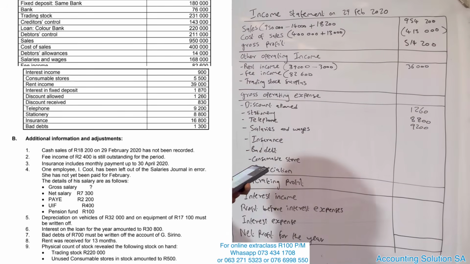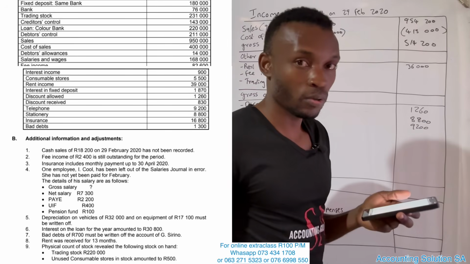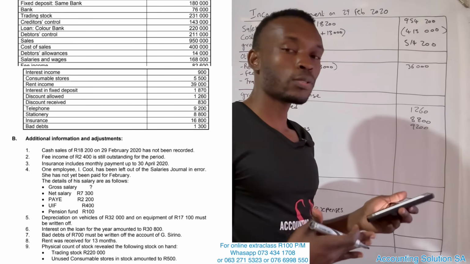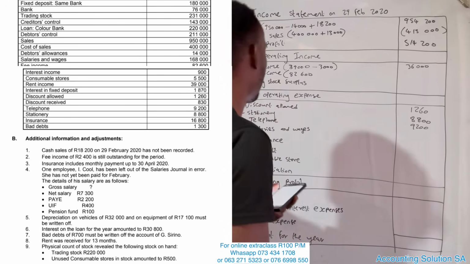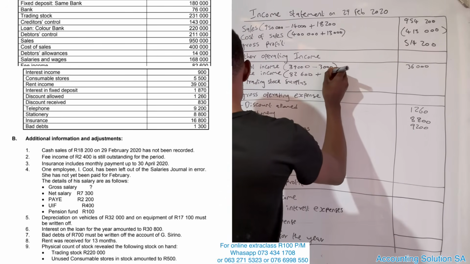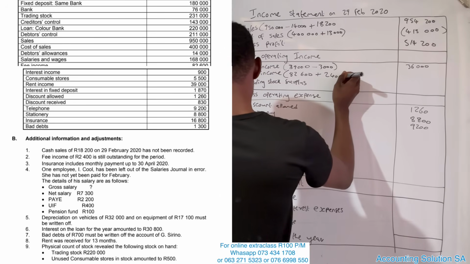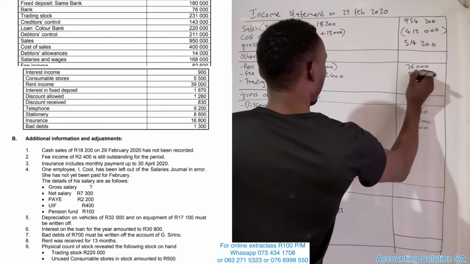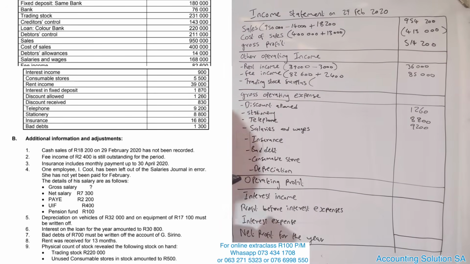And the fee income, number 2, fee income of 2,400 is still outstanding for the period. Once they said it's still outstanding, it's not yet paid, not yet recorded, you simply add. Okay, plus 2,400, and it will give you 85,000. Then now let's go to trading stock surplus.